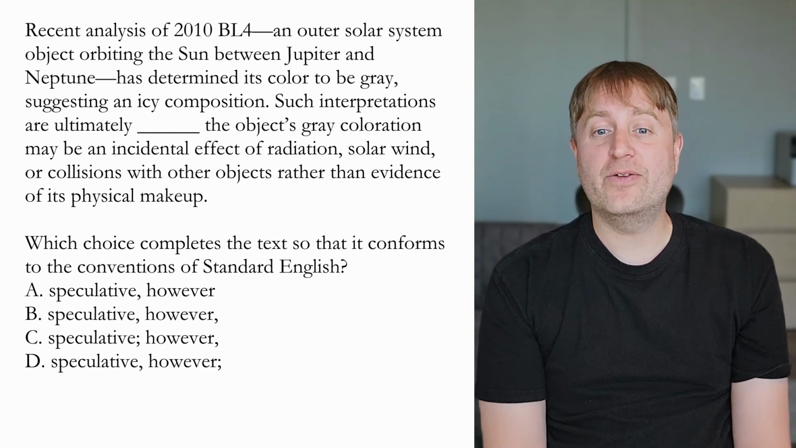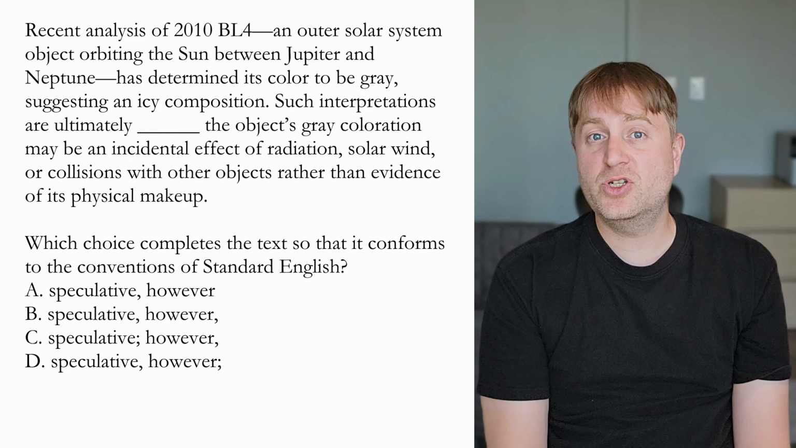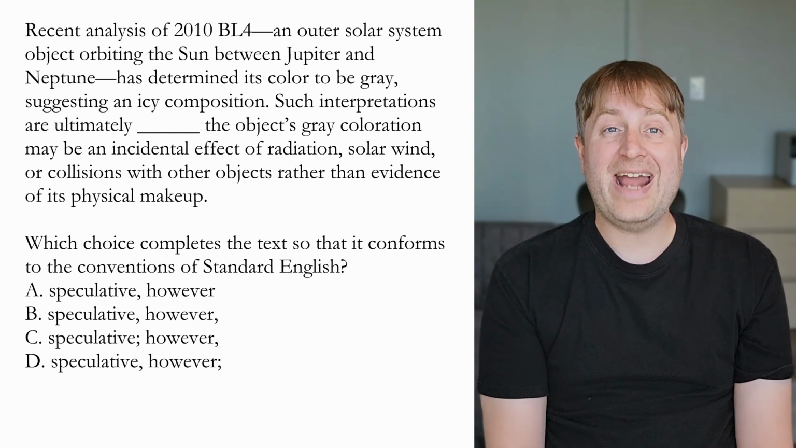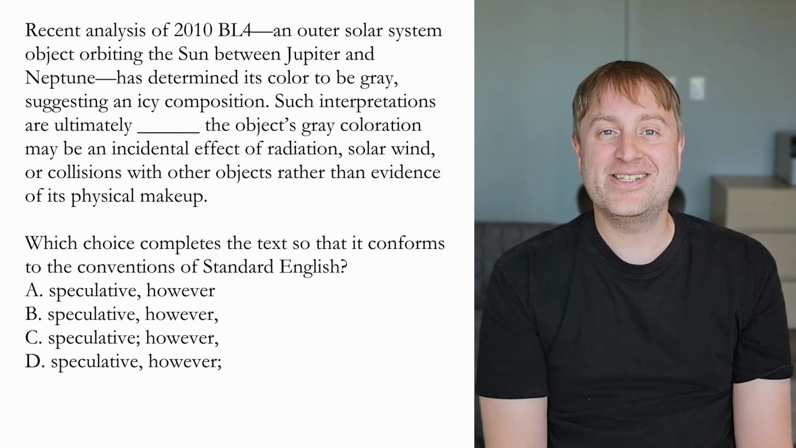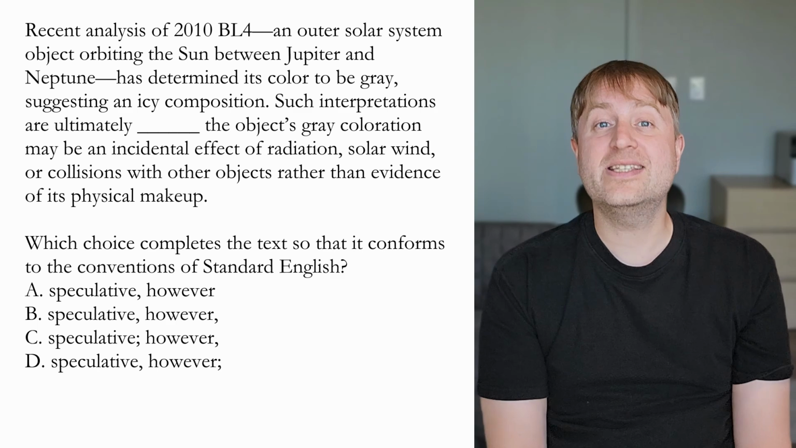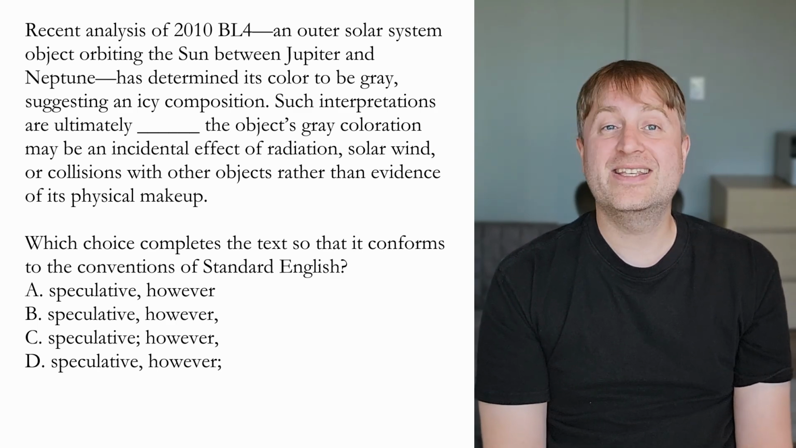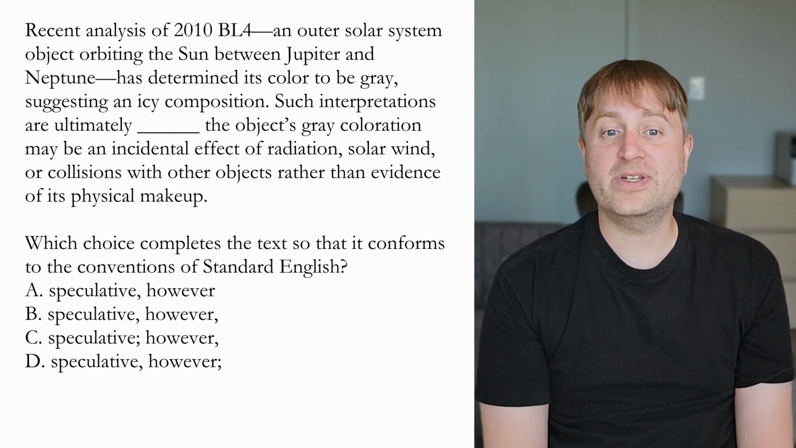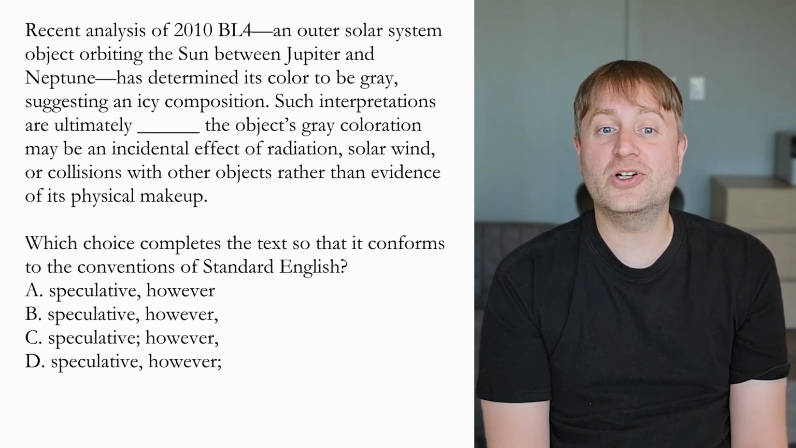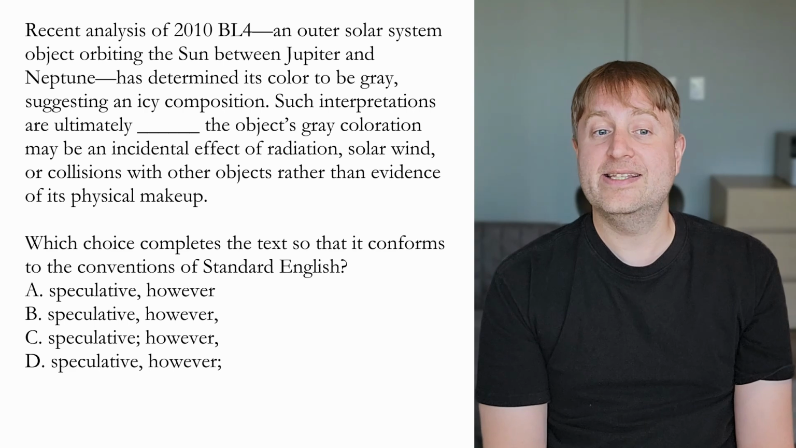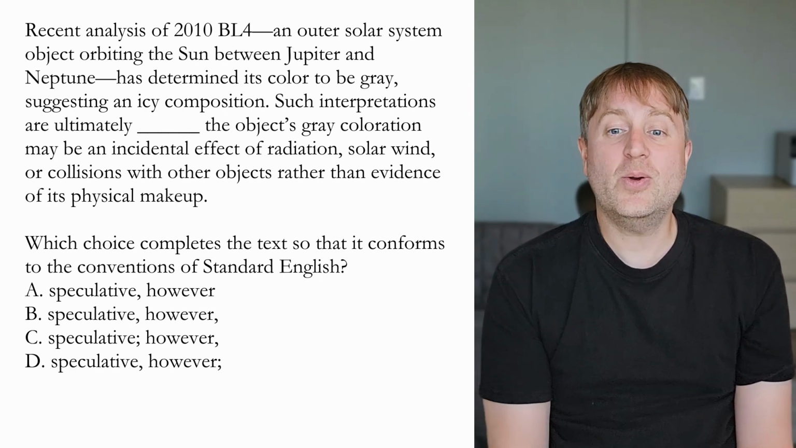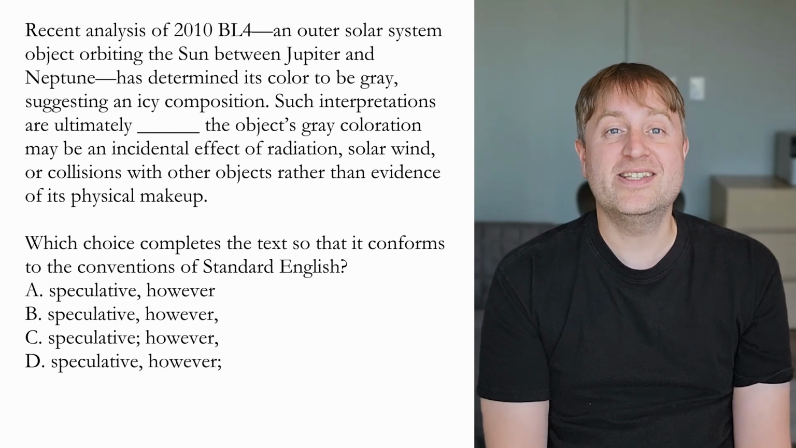The transition "however" is used to indicate contrast between the clause that it modifies and the previous clause. If you put it after the semicolon, like in answer C, it suggests contrast between the first and second halves of the second sentence. But the first half of the second sentence tells us that our interpretations are merely speculative. In other words, we don't really know for sure. And the second half of the second sentence builds on that idea by providing some alternative explanations. So it wouldn't make sense to have a contrast transition between them.